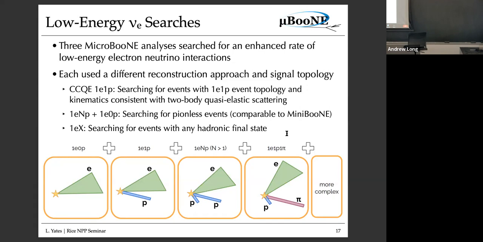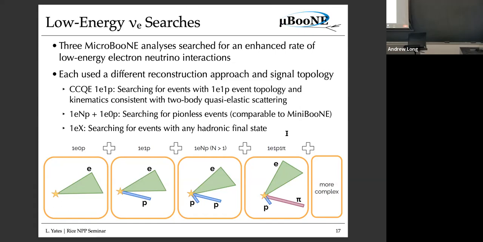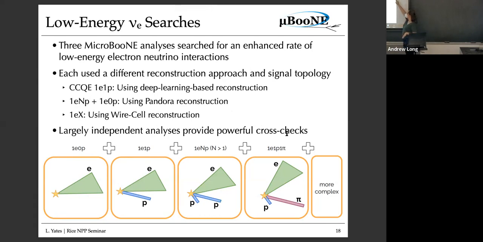There are two other searches. The 1eNp plus 1e0p selection is looking for events with one electron and either one or more protons or zero protons, but no pions. This is a particularly interesting channel in terms of the MiniBooNE result because this essentially reflects the channels that MiniBooNE would be sensitive to. They have some handles for rejecting pions, but no idea what's going on with protons, just because of the type of detector. And then finally, there's a fully inclusive search looking for one electron plus anything or nothing as the third channel. And as I said, each of these uses a different reconstruction. The CCQE 1e1p is deep learning based, the pionless search is Pandora based, and the inclusive search is Wire-Cell based. So these three largely independent analyses provide pretty powerful cross checks of each other.